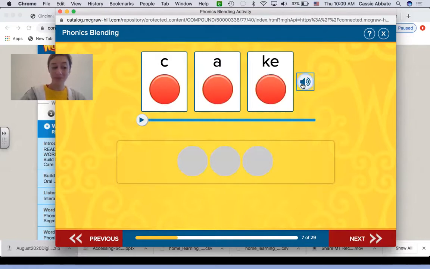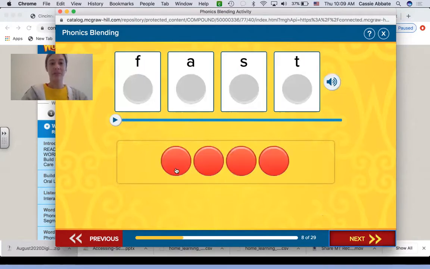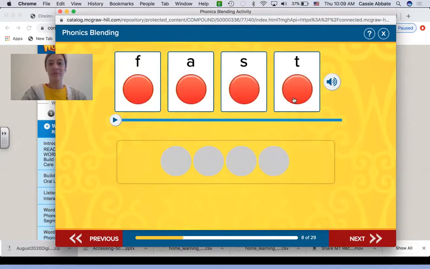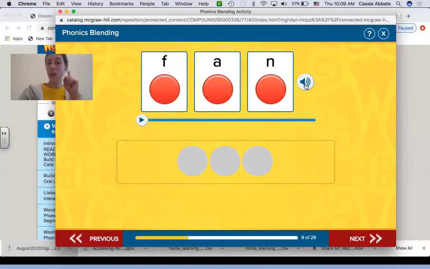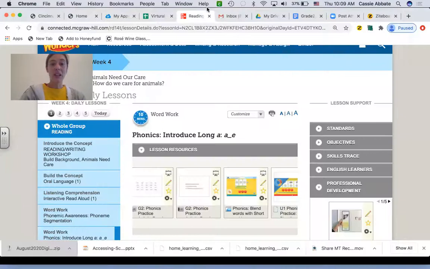What's a new word? Cake. Good. Fast. It wasn't faced because there's no silent E at the end. We're going to do one more. Ready? What's a new word? Fan. Very good.